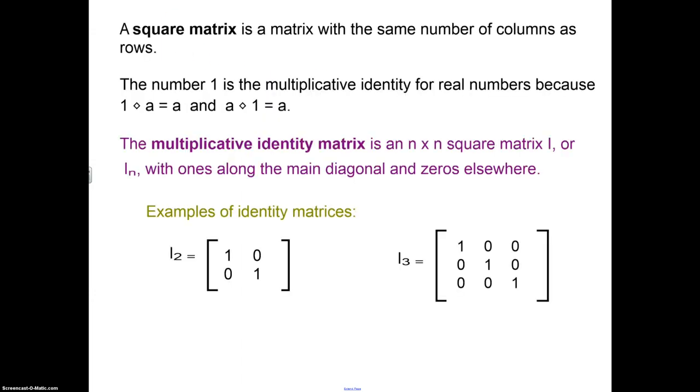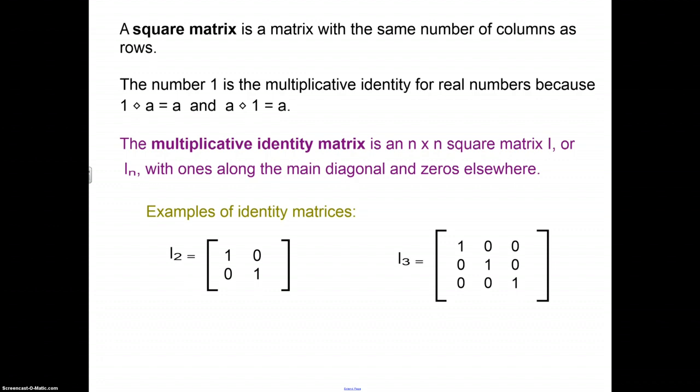Okay, so first of all, a square matrix is simply a matrix that has the same number of rows and columns. So a 2 by 2, a 3 by 3, a 10 by 10. Same number of rows and columns would be referred to as a square matrix. And the identity matrix is a matrix that we can multiply a square matrix by and get the same matrix that we started with.